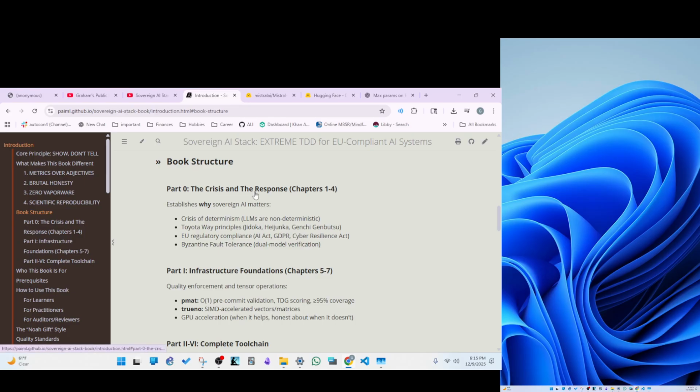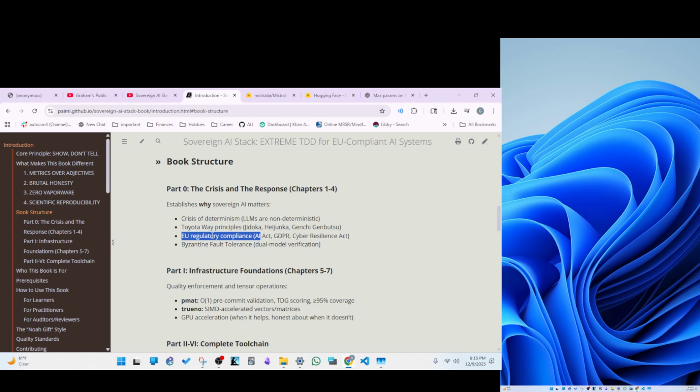Part 0, The Crisis and the Response, chapters 1 through 4, establishes why sovereign AI matters. Crisis of determinism. LLMs are non-deterministic. Toyota Way principles. So I read about, there's a good book called The Phoenix Project. So I've read all about that. I know all about that. EU regulatory, and this is something I want on my channel because this is good stuff. This is pretty good stuff. So that's another. I want this on my channel. EU regulatory compliance. This is another thing I want on my channel.